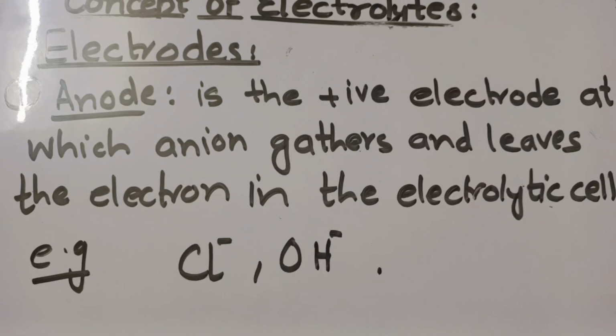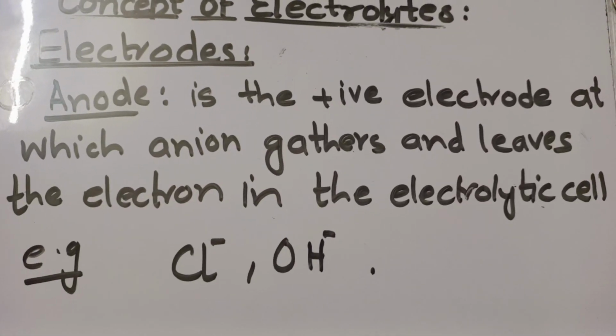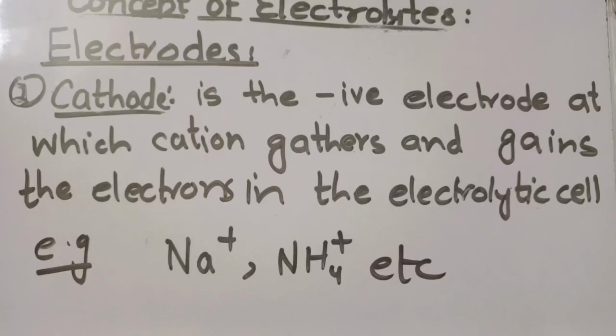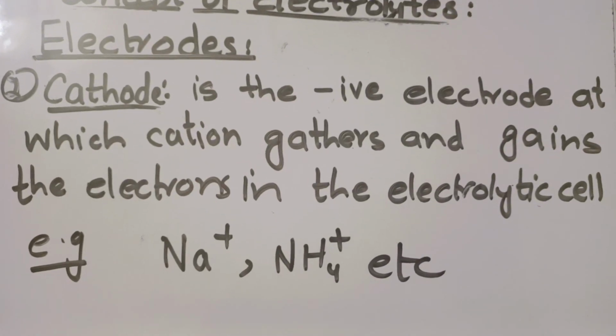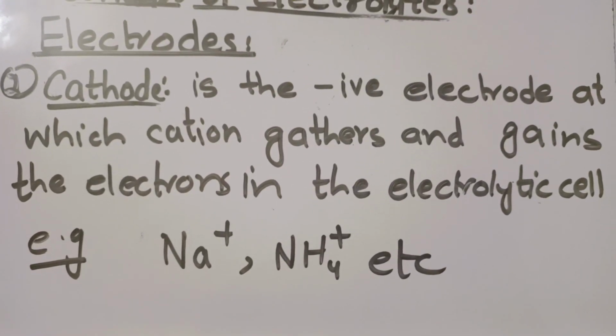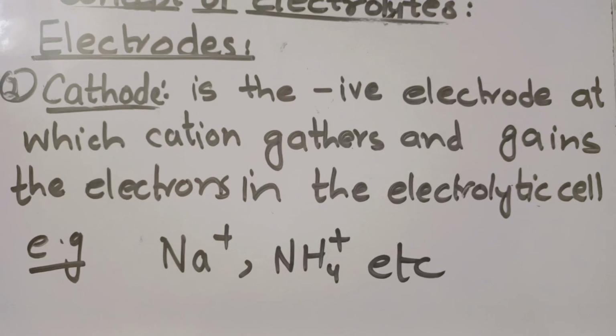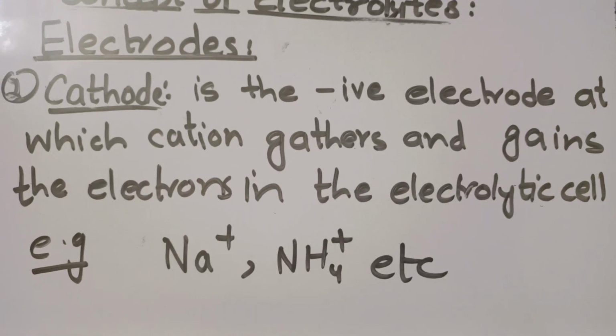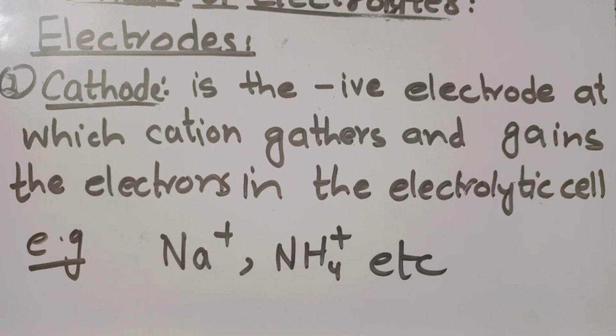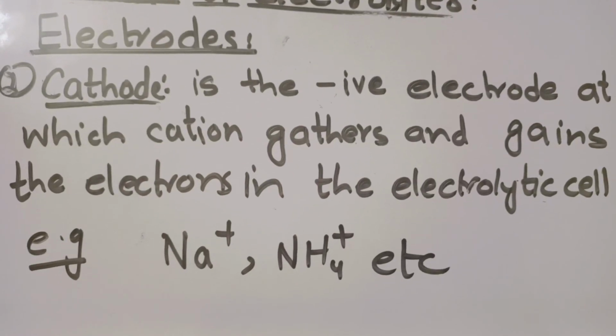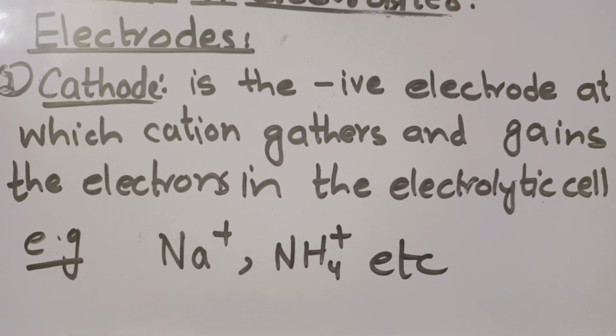Anions are negatively charged particles, for example, chloride ion and hydroxide ion. The second type is cathode. Cathode is the negative electrode at which cations gather and gain the electrons in the electrolytic cell. Cations are positively charged particles, for example, ammonium ion and sodium ion, etc.